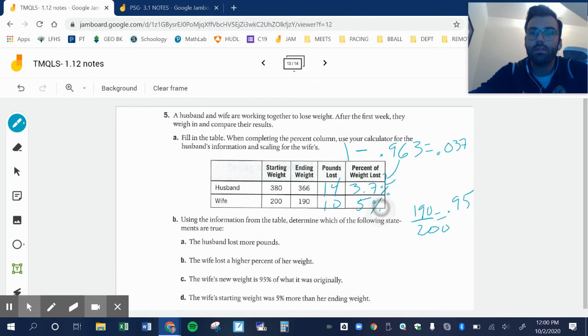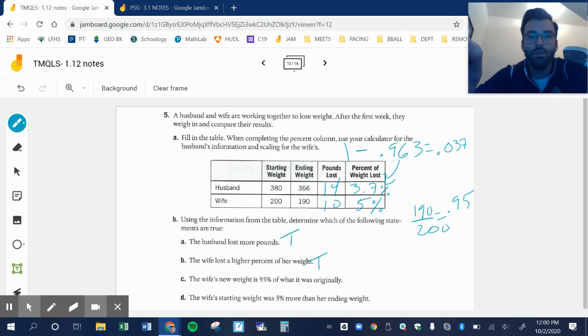Using information from the table, determine which of the following statements are true. The husband lost more pounds. True. The wife lost a higher percent of her weight. True. She lost 5% compared to 3.7.